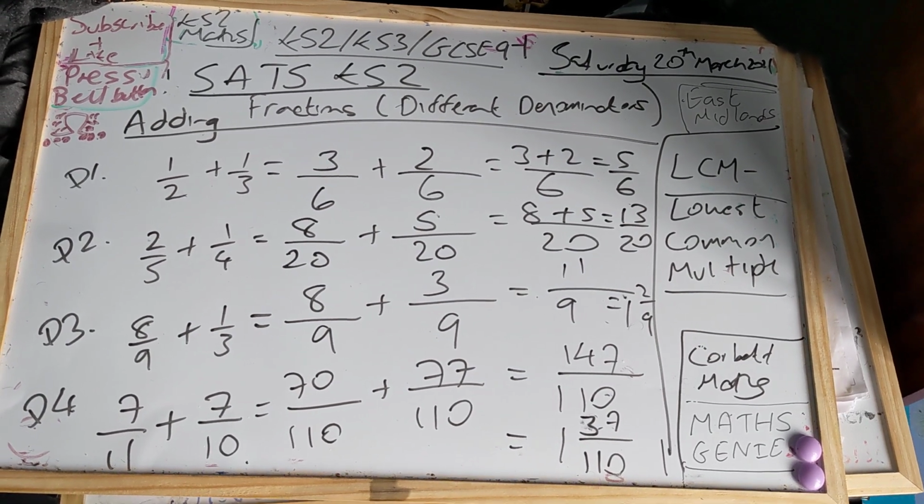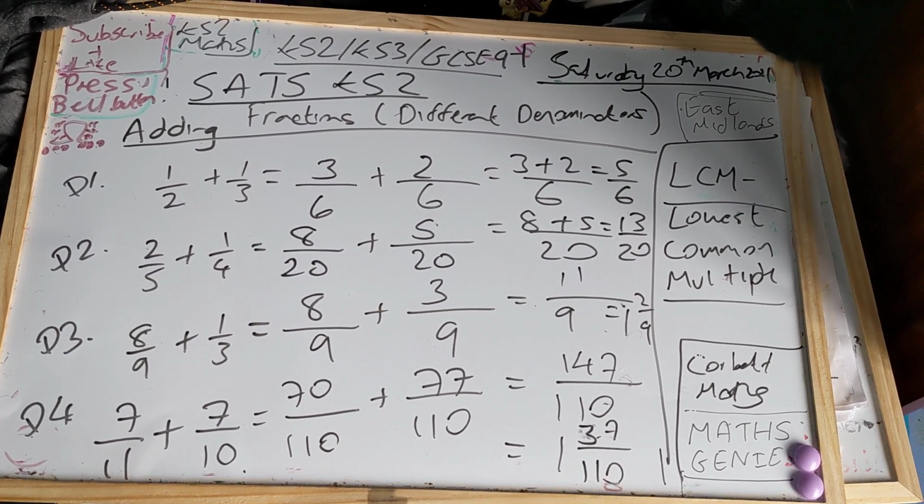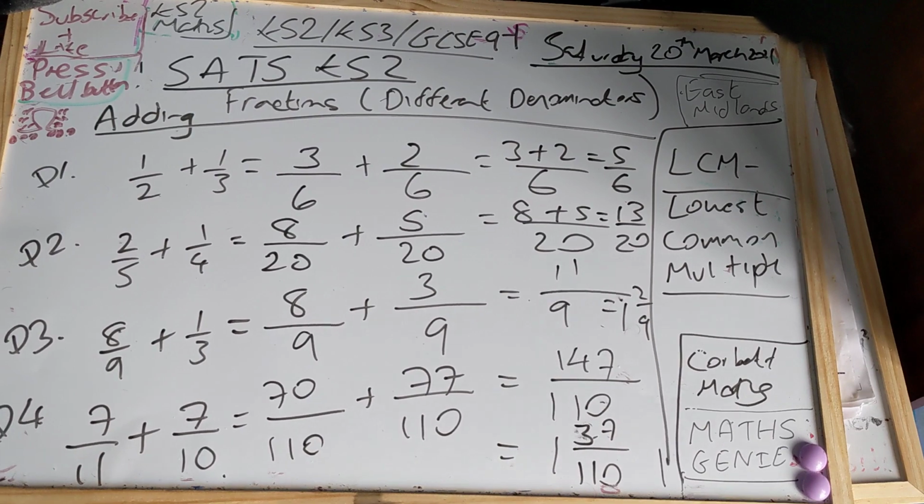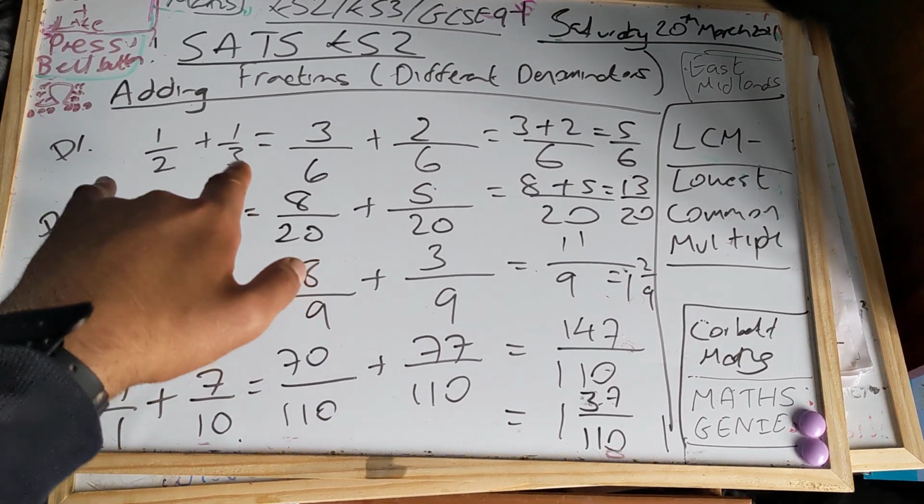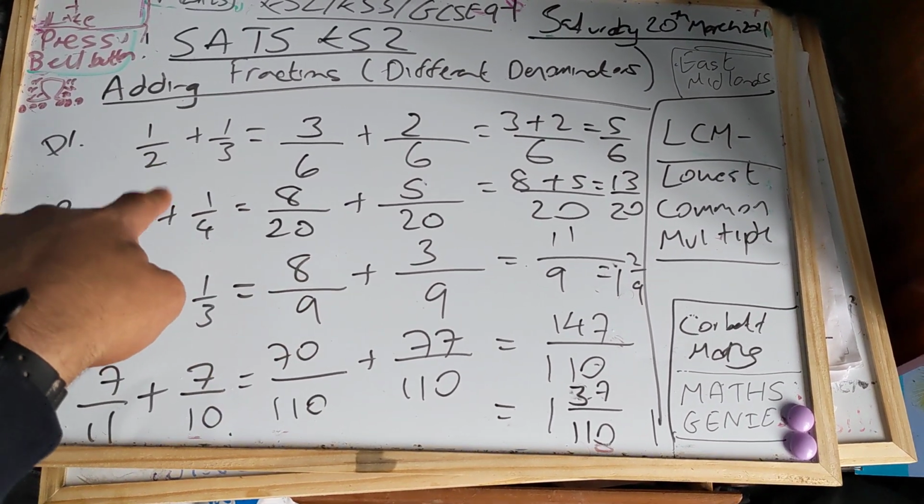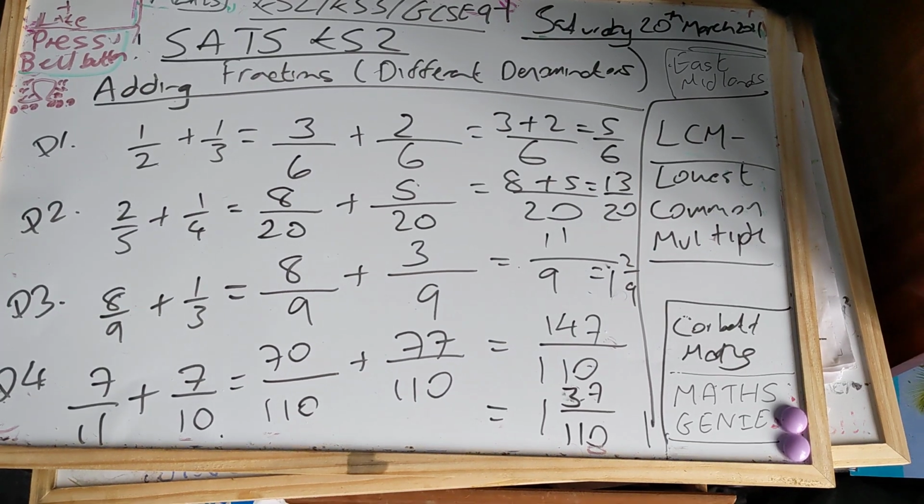Right guys, so in today's video, we're going to be looking at how to add fractions when these bottom numbers are different. So these are what I call denominators and these are what I call numerators.